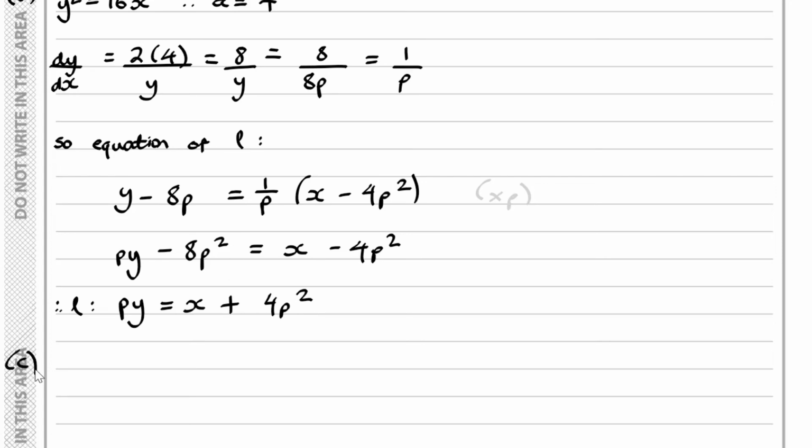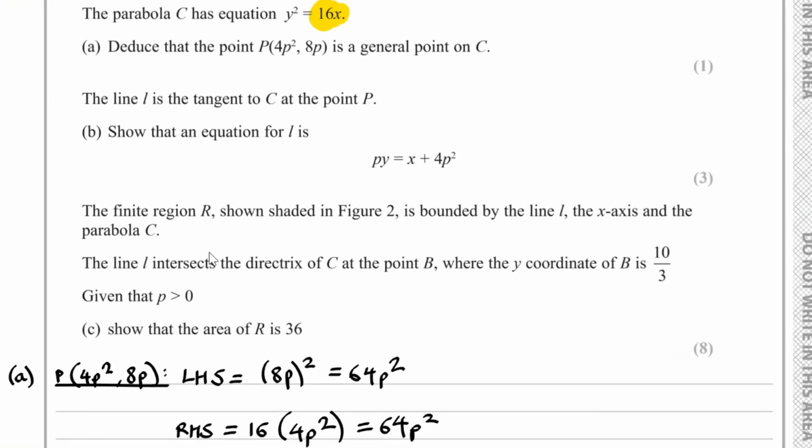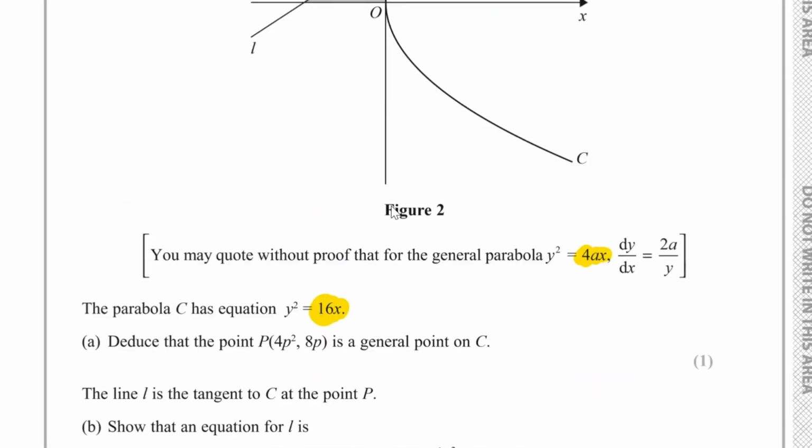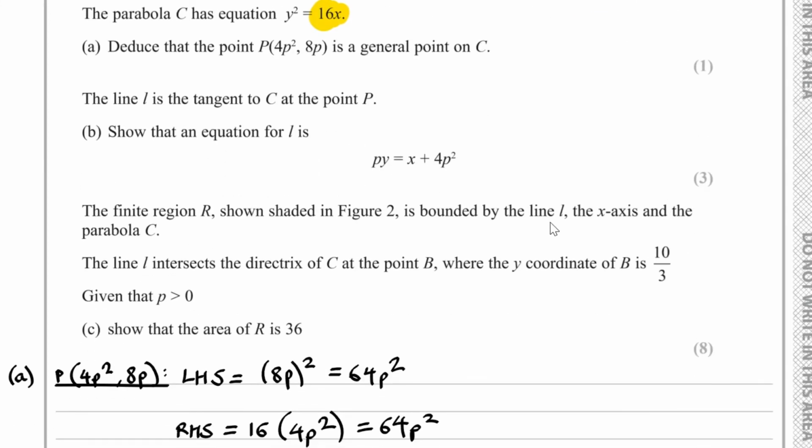For part C, the finite region R shown shaded in figure 2, that's over here, is bounded by the line L, the x-axis and the parabola C. The line L intersects the directrix of C at the point B, where the y coordinate of B is 10 over 3, and given that p is greater than 0, we have to show that the area of R is 36.